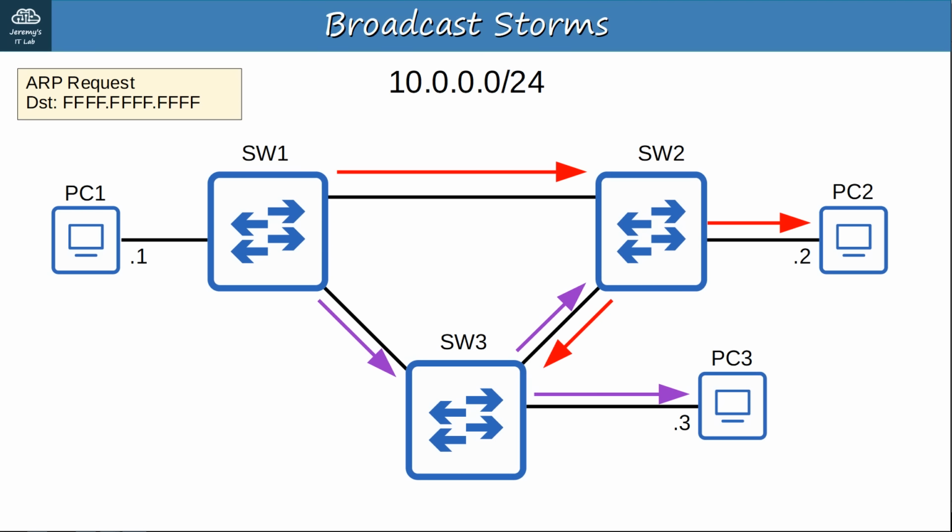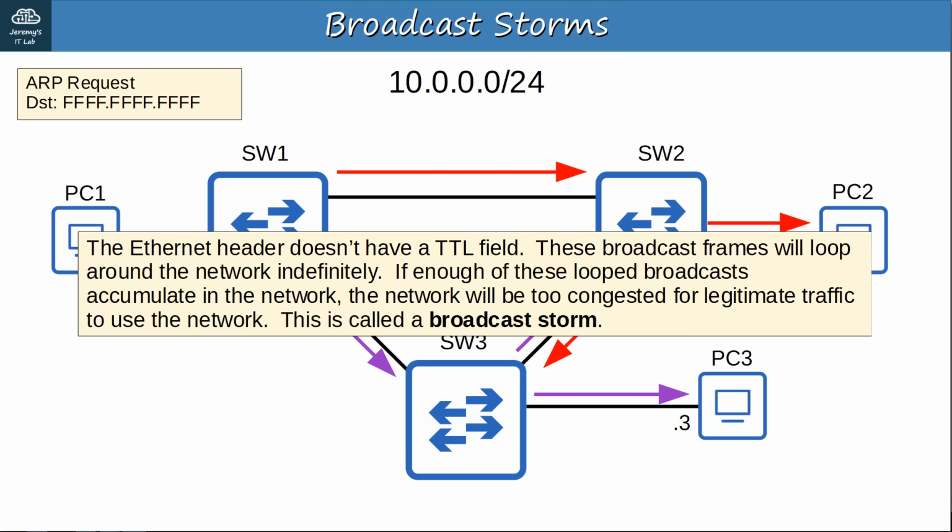This will continue forever. Do you remember the TTL, or time to live field of the IP header? It is used to prevent infinite loops at layer 3. But the Ethernet header doesn't have a TTL field. These broadcast frames will loop around the network indefinitely. If enough of these looped broadcasts accumulate, the network will be too congested for legitimate traffic to use the network. This is called a broadcast storm.